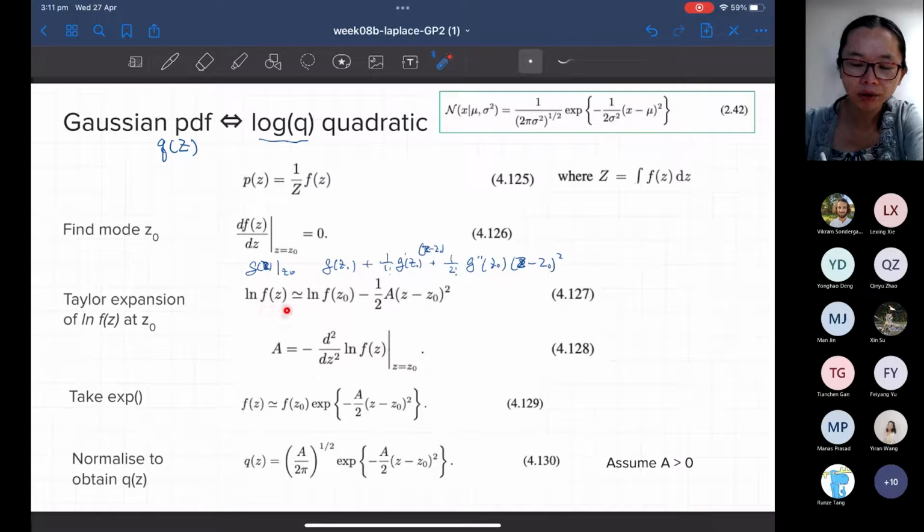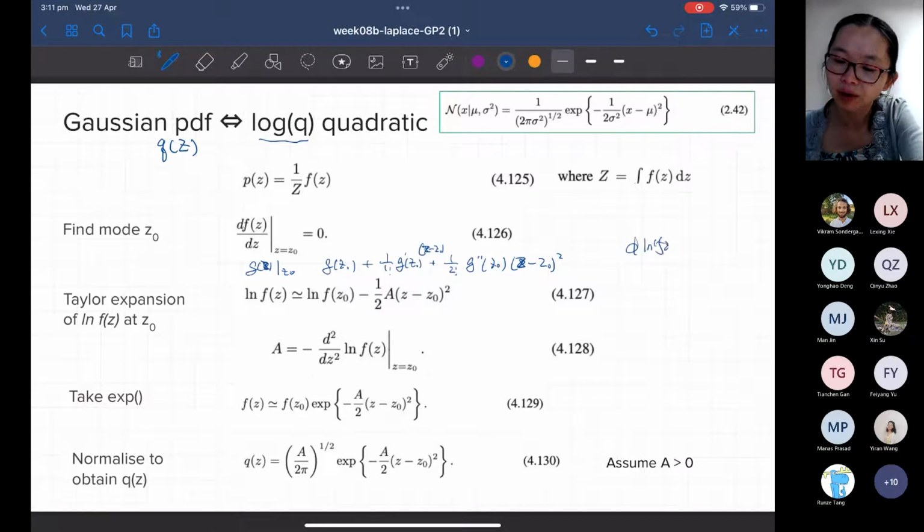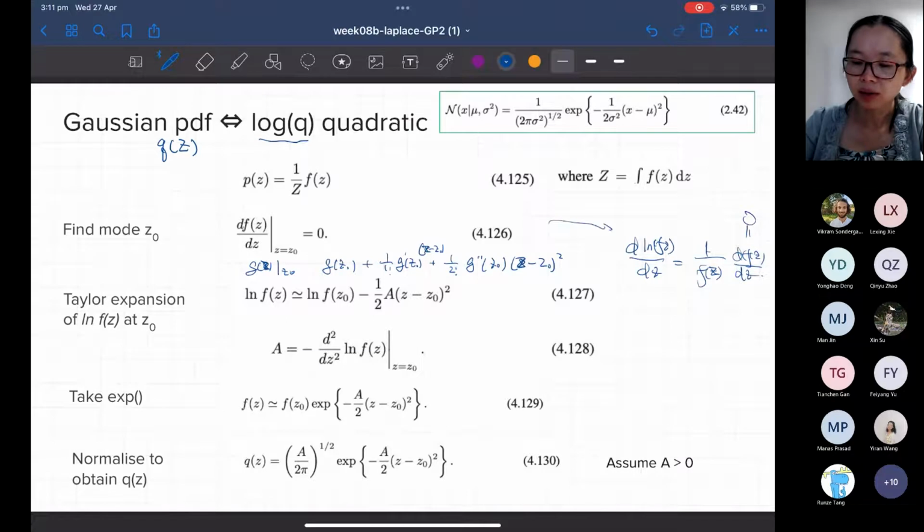If we expand log of F of Z, we first have the value at z0, then we have the first order differentiation term. Note that d of log of F of Z with respect to z is, according to the chain rule, 1 over F of Z times d of F of Z. So the second term is 0 based on this, because it's a local mode. Therefore the first order Taylor term goes to 0, and the second order Taylor term we simply denote as 1/2 times a factor a times the second order term, the quadratic term.